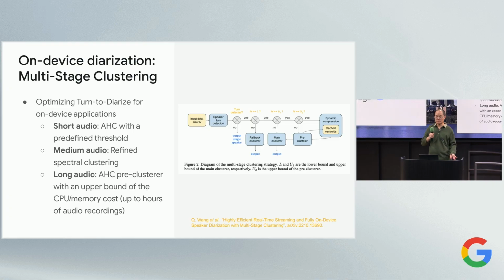So we have to use different clustering algorithms for different lengths. For example, if the input audio is very short, like just 2 seconds, there are not sufficient data points for you to run k-means or spectral clustering. So we have to use a predefined threshold and just do standard hierarchical clustering. If the audio is several minutes long, that means you have a sufficient number of speaker embeddings. And in that setup, spectral clustering will give you the best result. And if the audio is like 10 hours long, you have to really worry about the system health and the battery life. So in that case, we have to enforce an upper bound on the computational cost and the memory of the algorithm. So we introduced a pre-clustering algorithm to enforce this upper bound.